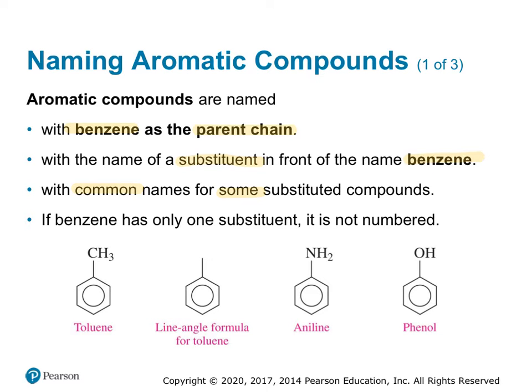So here's one with a methyl group known as toluene. Here's one with an NH2 group called aniline, and one with an OH group called phenol. So you can see these have one substituent group on the benzene ring, but they have common names.